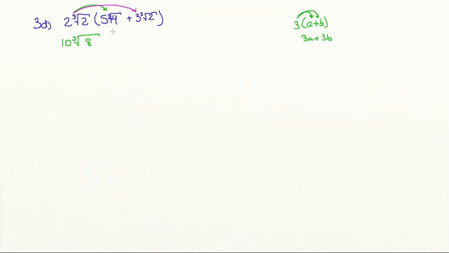2 times 3 is 6. 2 times 2 is 4. The cubed root of 8, well, 8 is 2 times 2 times 2, so the cubed root of 8 is 2. So I have 10 times 2 is 20. And I can't simplify the second term at all, so I just leave it like that.